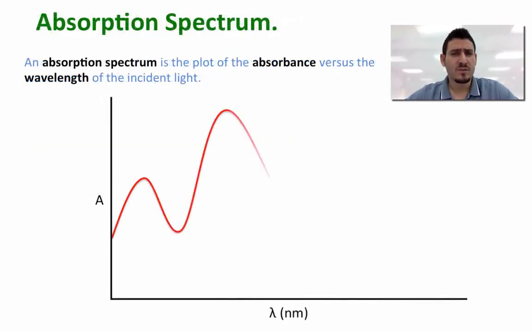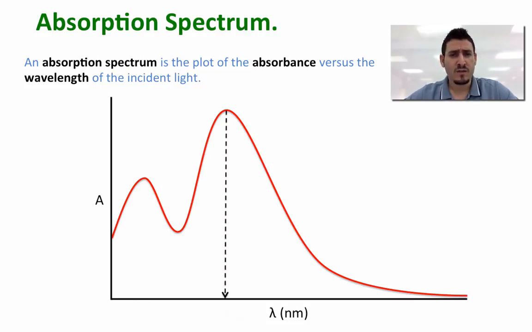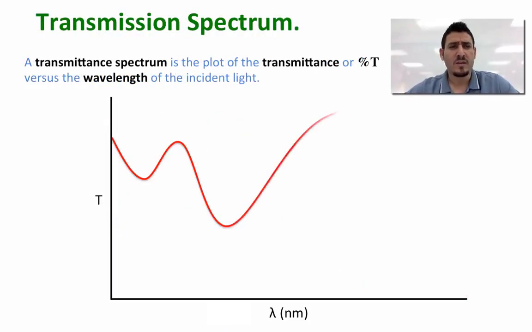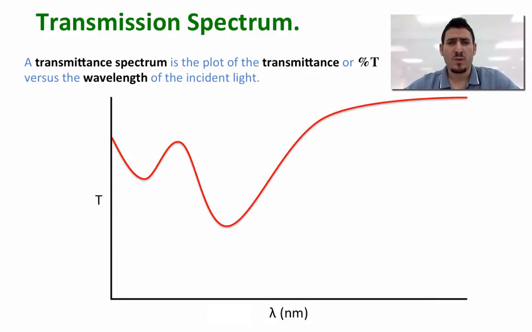Another interesting term to define is the absorption spectrum, which is the plot of the absorbance versus the wavelength of the light intensity. What we can take from the absorption spectrum is the maximum wavelength where the chemical species absorbs the maximum light. This means that lambda max corresponds to A max, which is the maximum absorbance. In a similar way, we can define the transmittance spectrum, which is the plot of the transmittance or %T versus the wavelength of the incident light.